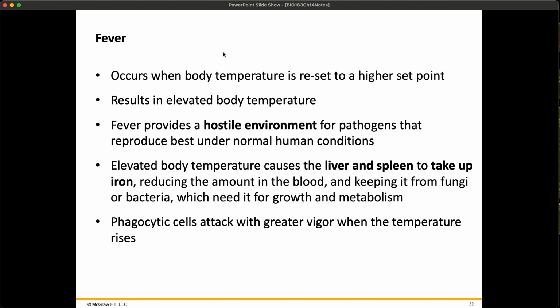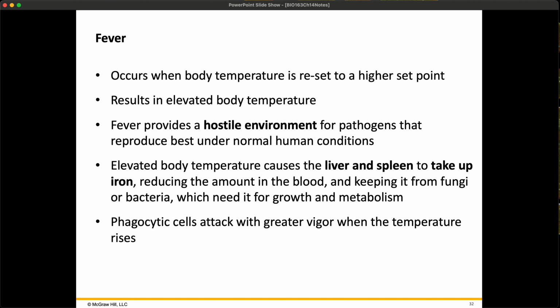All right, so fever. We talked about inflammation being a localized response. Fever is an all-over response in the body. Fever occurs when the body's temperature is set to a higher point. So rather than trying to bring it back down to its set point, the hypothalamus is actually raising your body temperature and holding it there. It makes a hostile environment for pathogens. If we raise the temperature, sometimes just a couple of degrees is all that it takes.